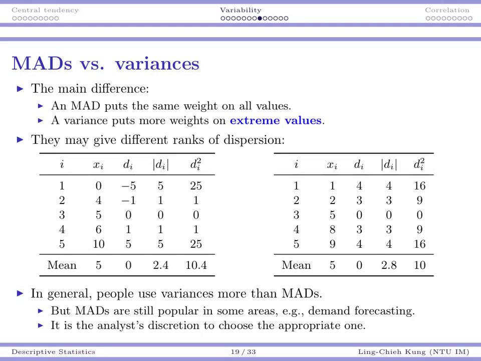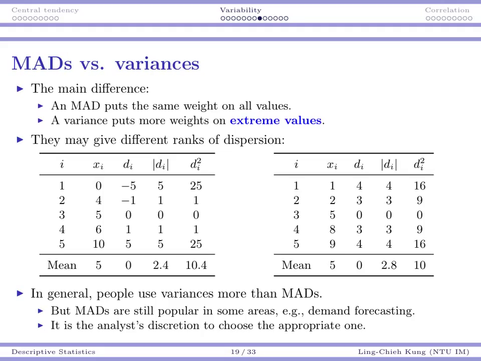How would you make a choice? In some sense, it's up to you. For example, if you think that all the deviations should have the same weight, are equally unacceptable or equally serious, then you would use MAD. If you think extreme values or extreme deviations are really a big deal, then you should use variance.